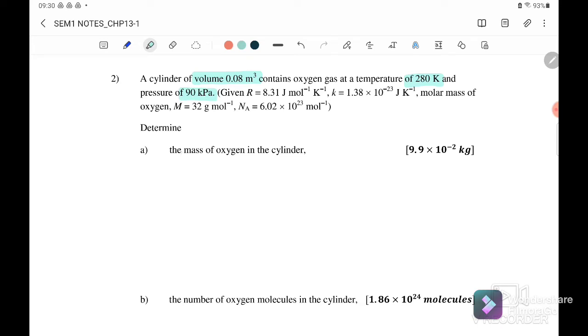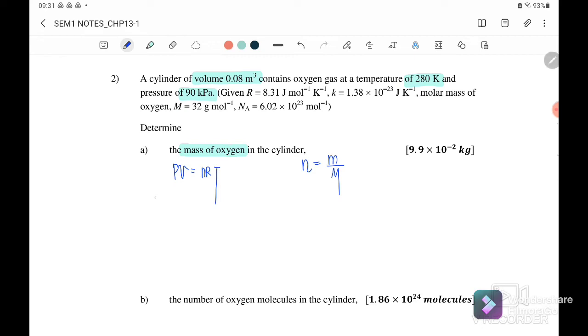Okay, so the first one, they ask us to determine the mass of the oxygen in the cylinder. We know that this is an ideal gas, so we can use PV equals nRT, and the number of moles also equals mass per molar mass. So we need to find how many moles first, then only we can find the mass of the oxygen.